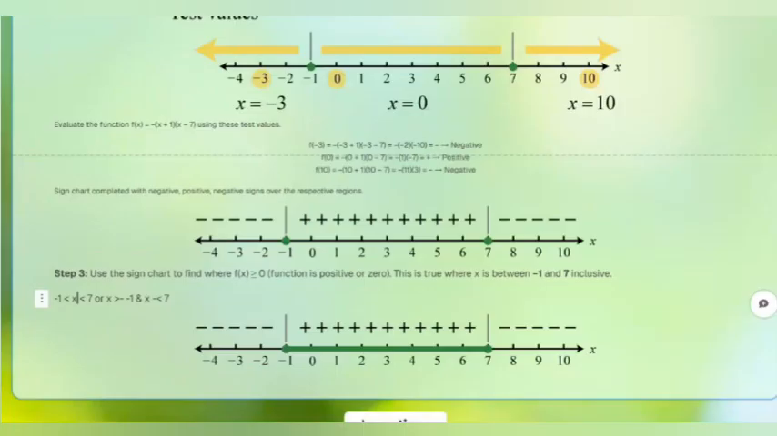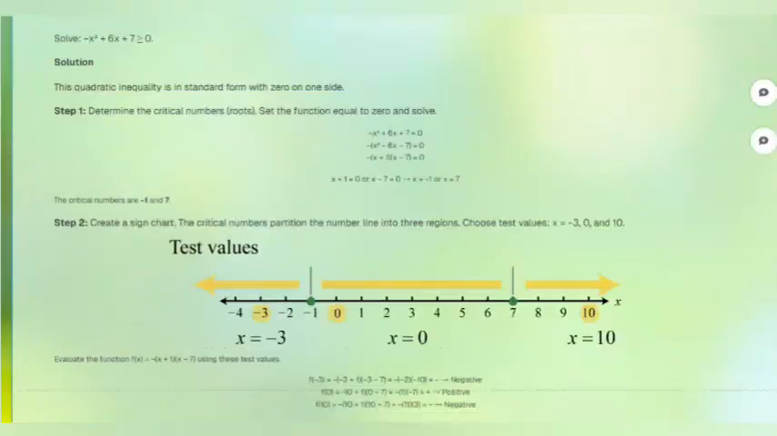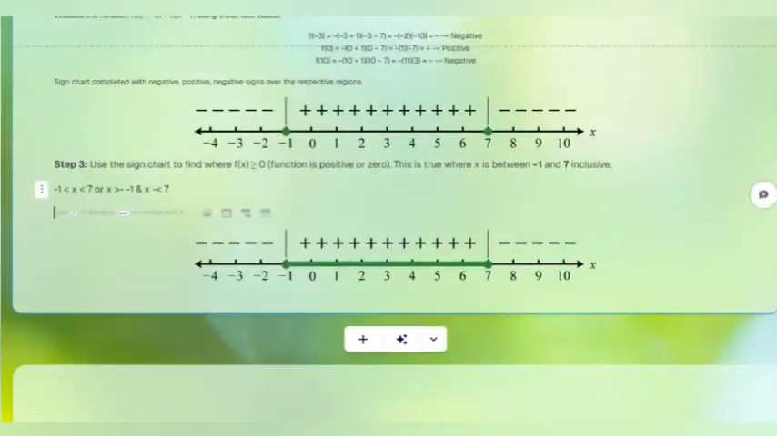Now, if the inequality had told us from the beginning that we want minus x squared plus x plus 7 to be less than or equal to 0, our answer would be different. Even though we have the same critical points, our answer would now be where the negative values lie, so here and here. That would be x is less than or equal to minus 1, and x is greater than or equal to 7.